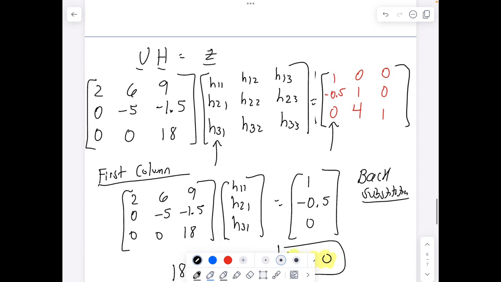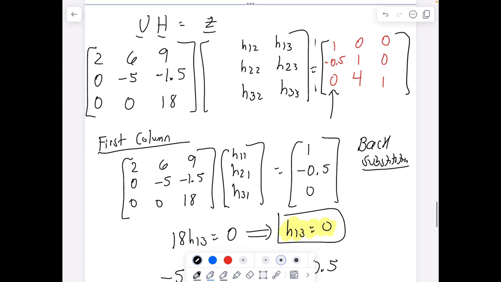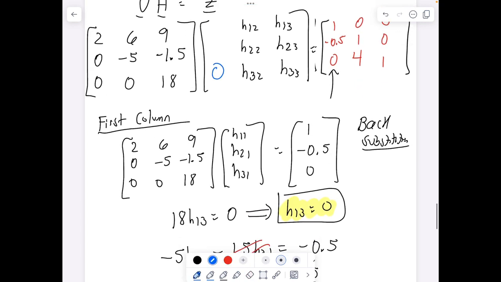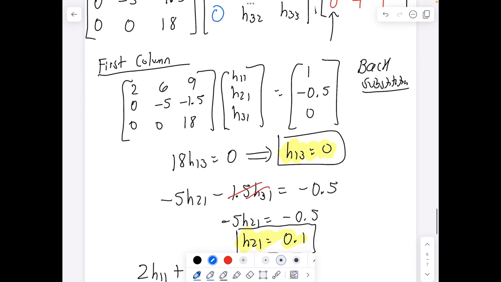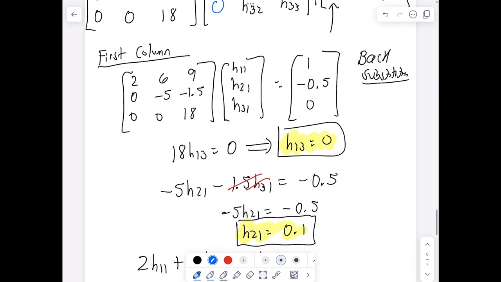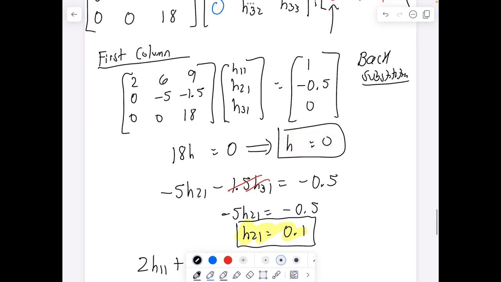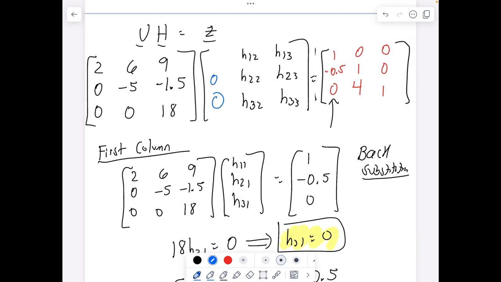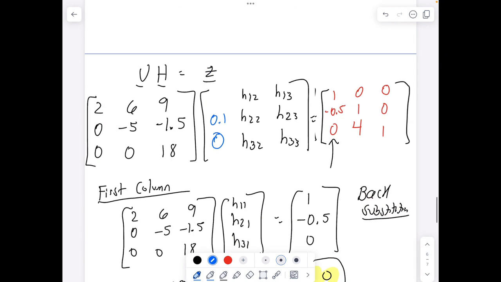So we'll come back up here now and we'll replace that column with what we just found. So we have H13 is 0. H21, sorry, it should be H31, not H13. We'll fix that, sorry. That should be H31. H21 is 0.1. Make a better 0 there. And then the H11 is 0.2.